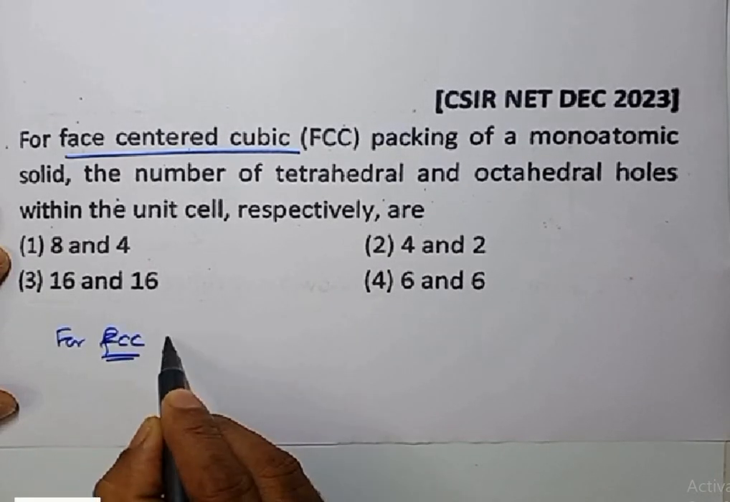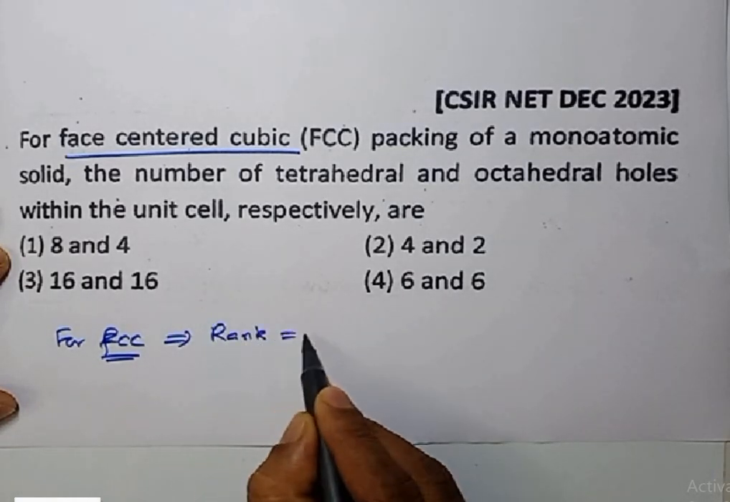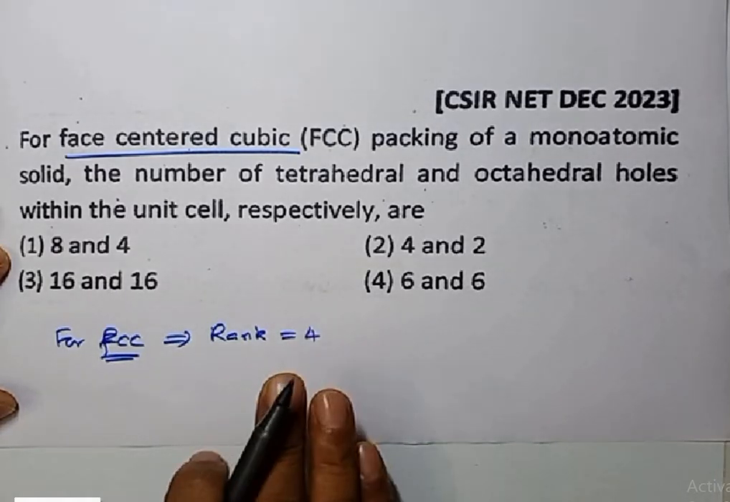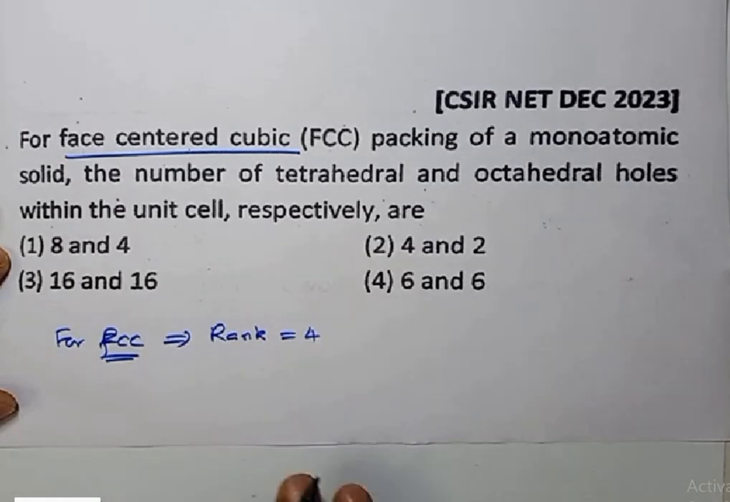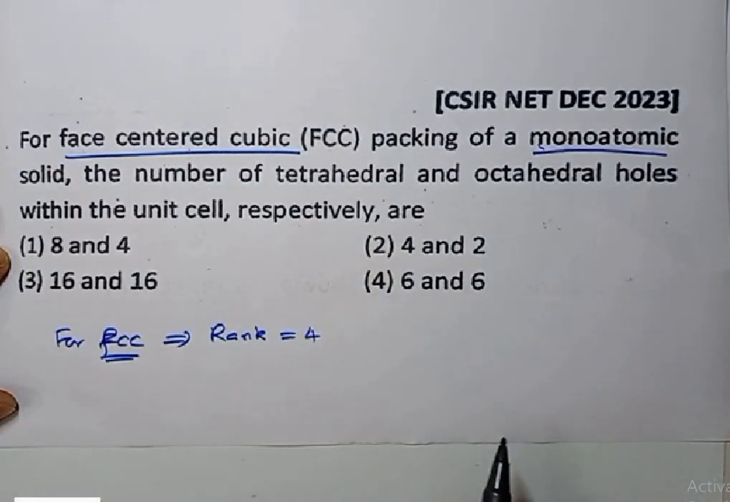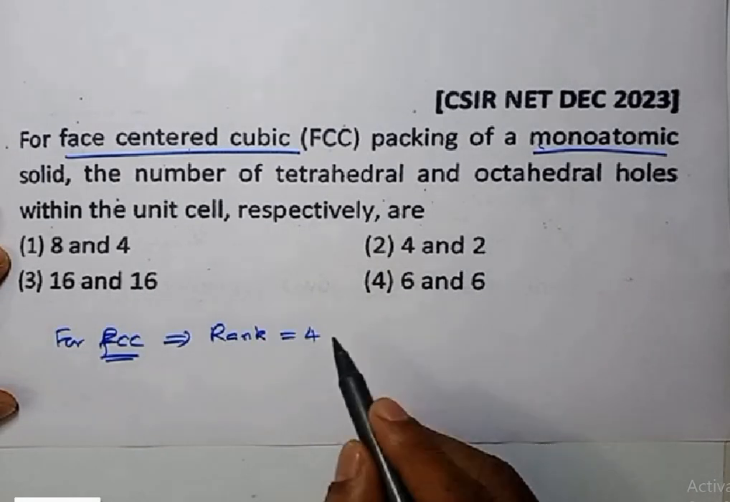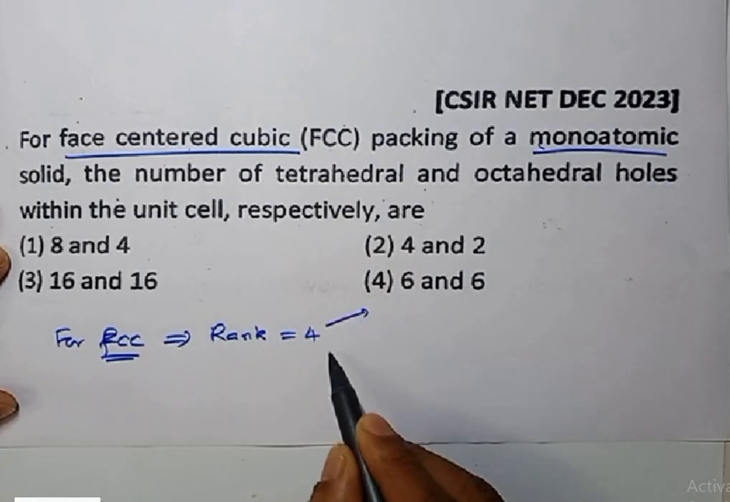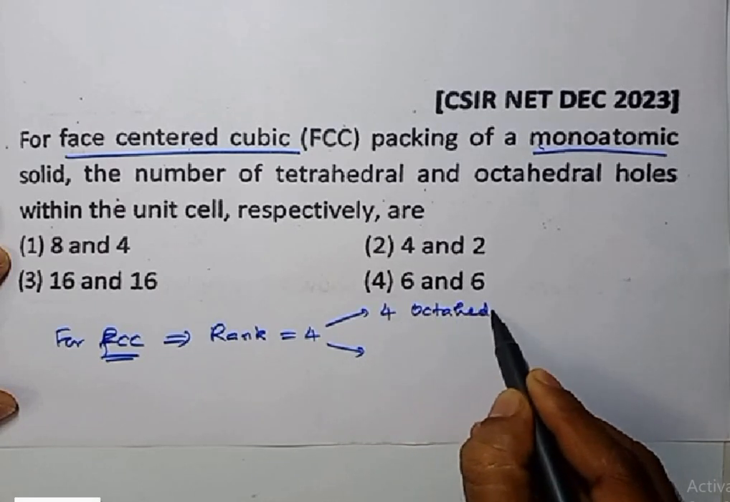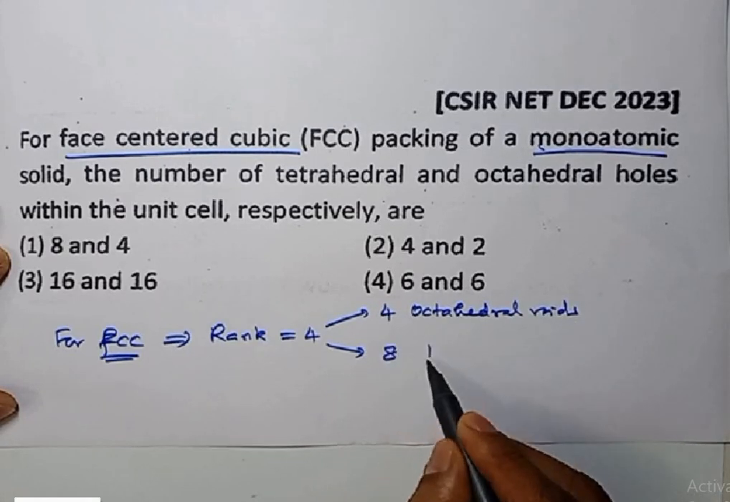For FCC, number of atoms per unit cell, also called rank of FCC unit cell is 4. Rank means number of atoms per unit cell. There are 4 atoms, and it is given clearly, it is monatomic, right? Therefore, only 4 atoms are available. If you have 4 atoms, there should be 4 octahedral voids and 8 tetrahedral voids.